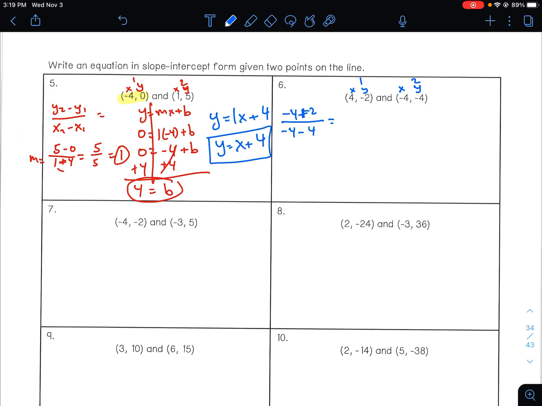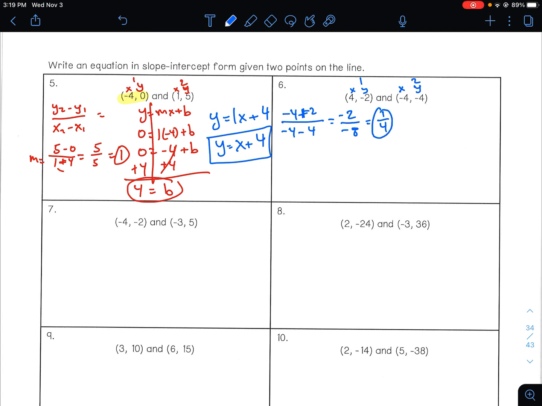-4 plus 2 is, we have a positive and we've got a negative, so we subtract and we take the sign of the bigger number. So that's just -2, because the -4 was bigger than 2. And -4 over -8. I can simplify that: a negative divided by a negative is a positive. So I could basically cancel out the negatives, and 2 over 8 can be reduced to 1 over 4. You can also turn that into a decimal, which is 0.25. Either one is fine. So that is our slope.